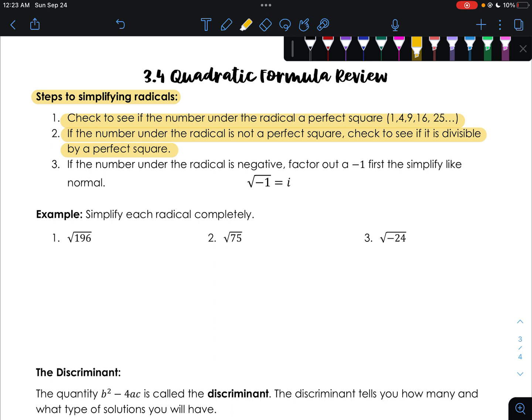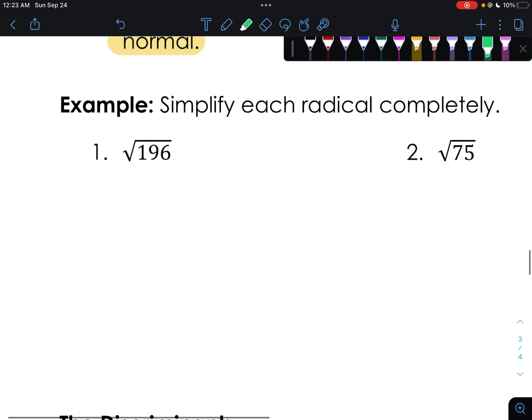Next, we need to see if the number under the radical is negative. If so, we need to factor out that negative and then simplify like normal. The reason we factor out a -1 is because the square root of -1 is i, which gives us an imaginary number. So we have some examples where we're going to factor completely.